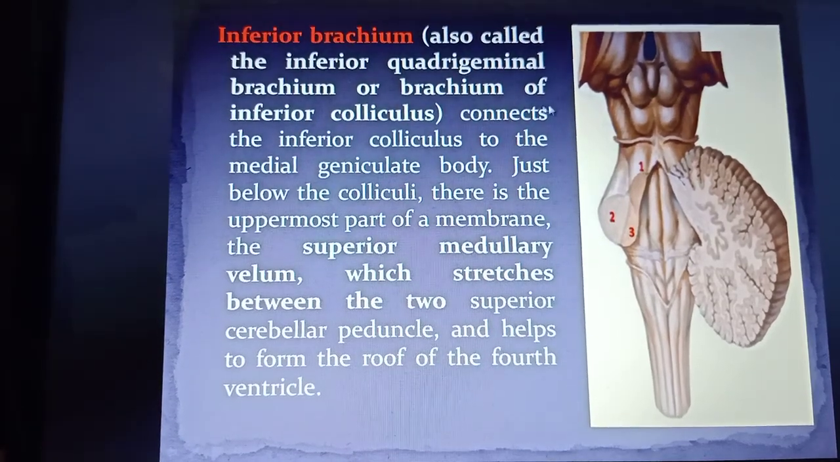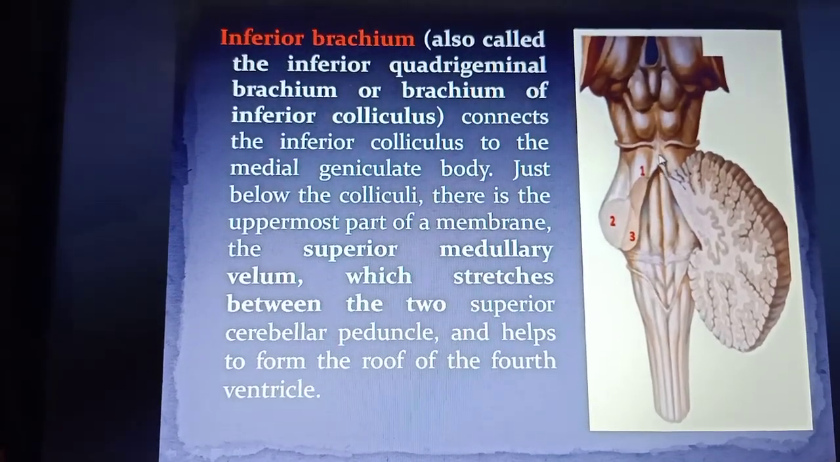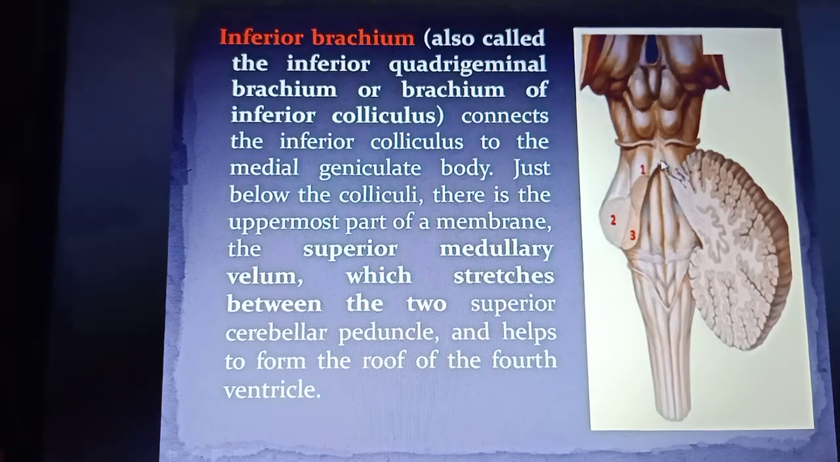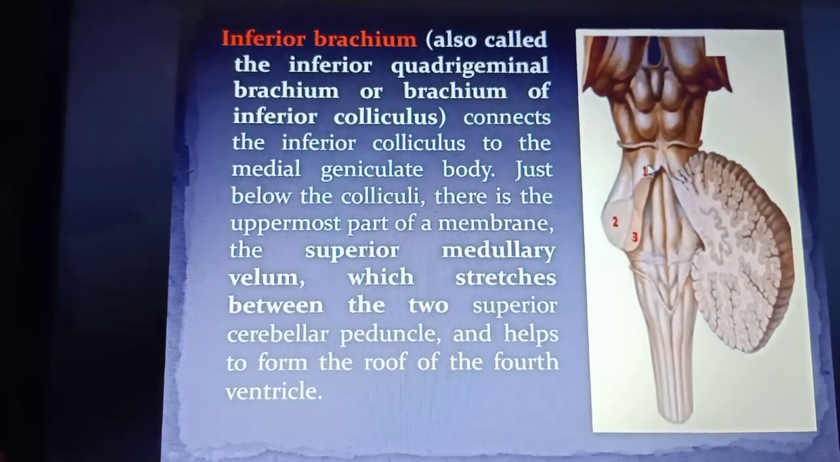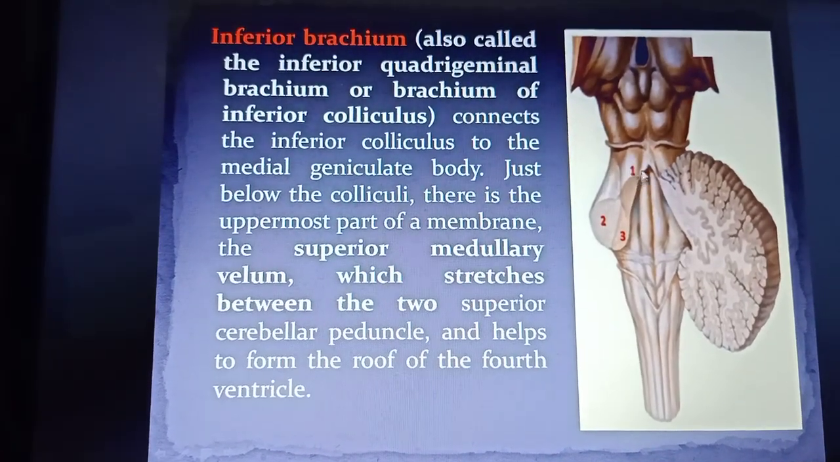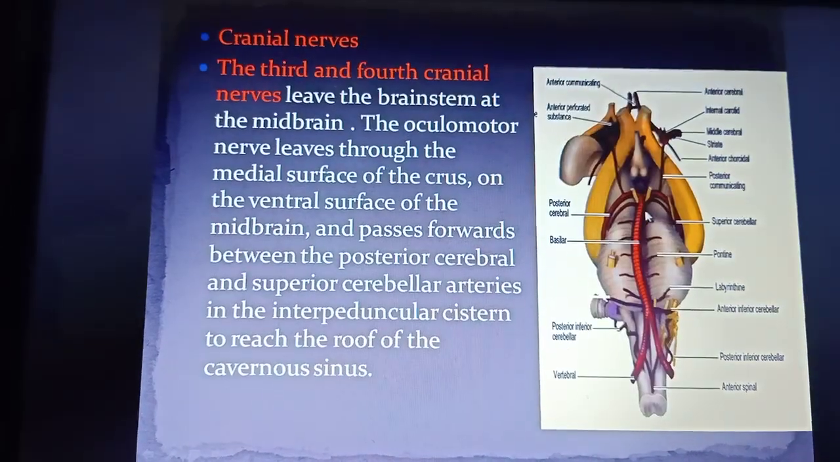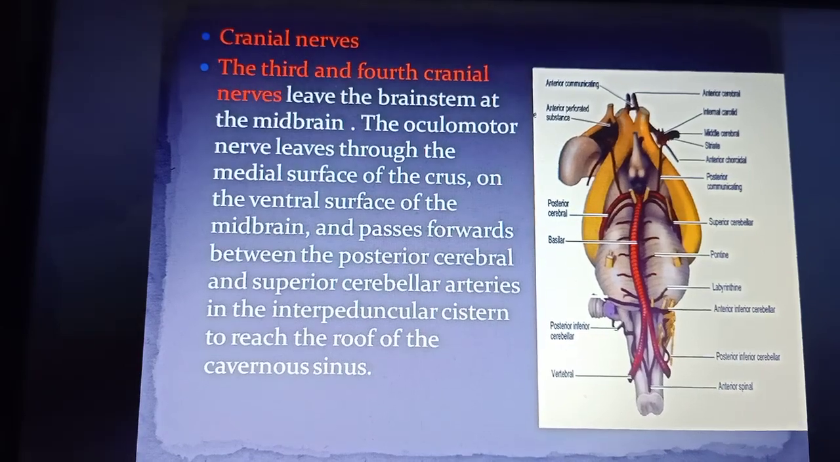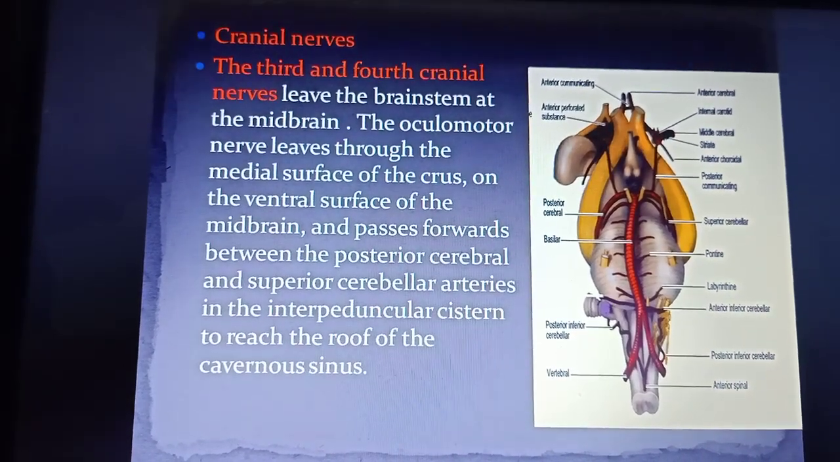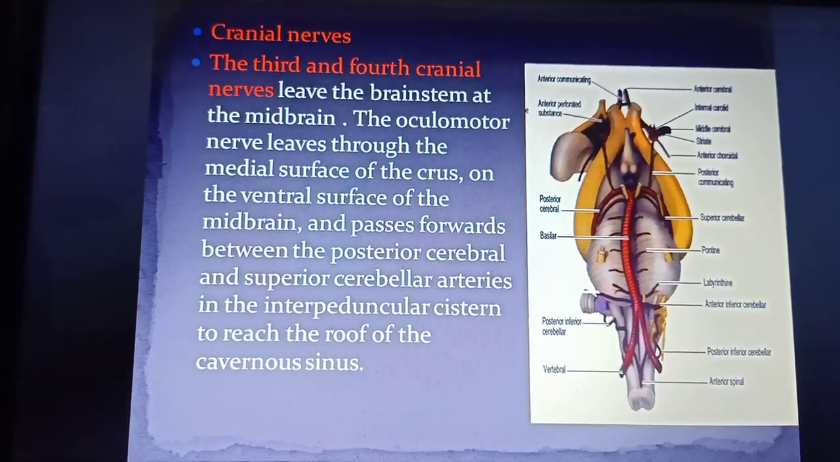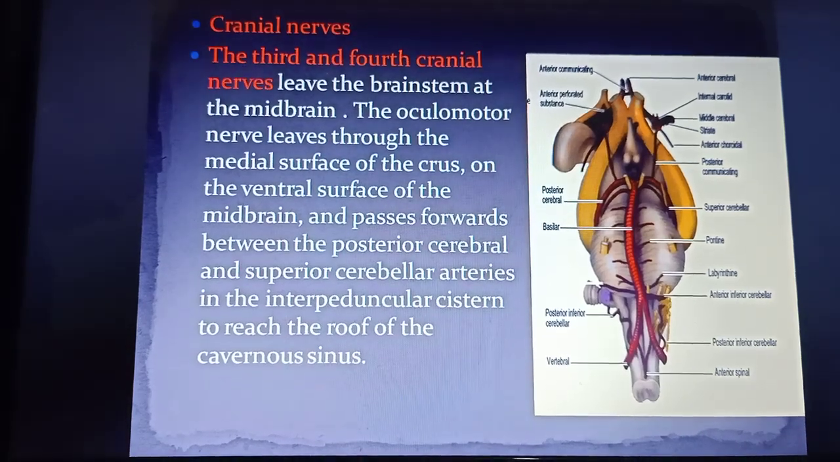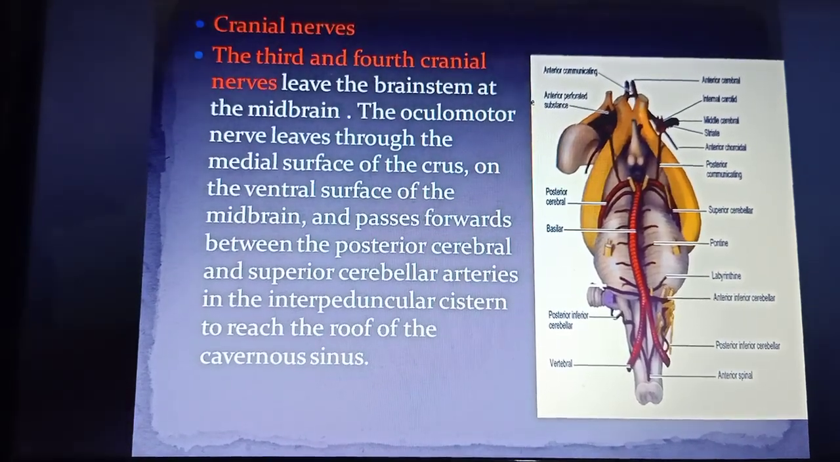In this diagram, this is the superior part of the superior medullary velum, which stretches between the superior cerebellar peduncles. It forms the roof of the fourth ventricle. Cranial nerves which emerge from the midbrain are the third and fourth cranial nerves. They leave the brain stem at the midbrain.